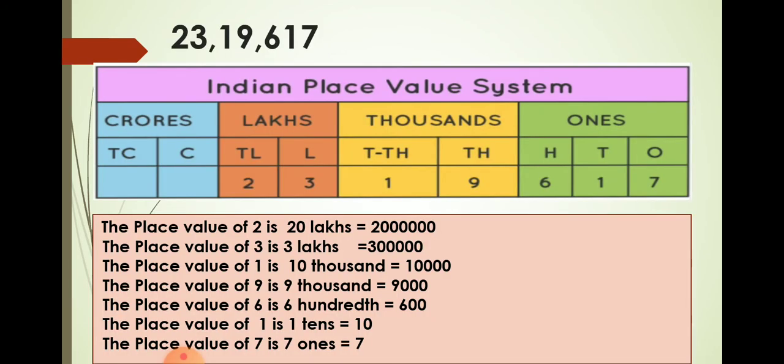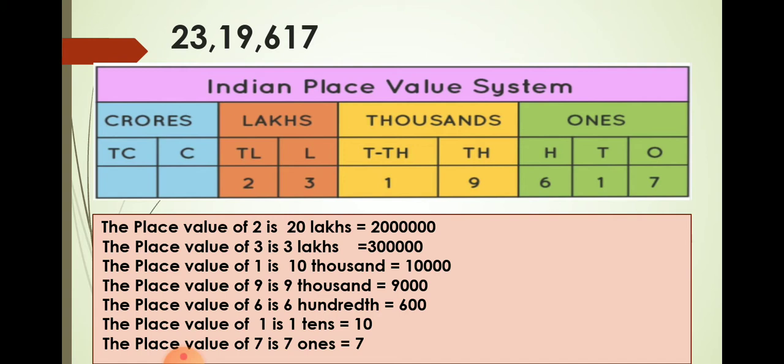So students, to explain place value, I have again taken that number as example. So here you can see the number is 2319617. So to find the place value of any number, we first make a place value chart of Indian number system, and then we start putting the digits from the very right side, that is from extreme right side of the number. So at extreme right is 7, which goes below 1.